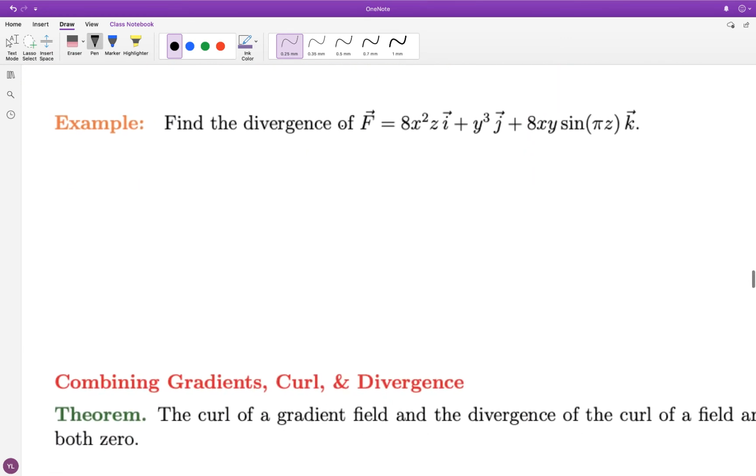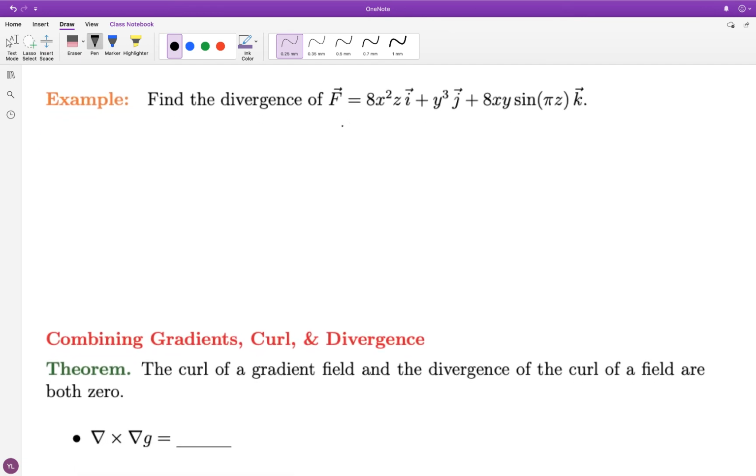Okay, let's practice computing divergence of a three-dimensional vector field.